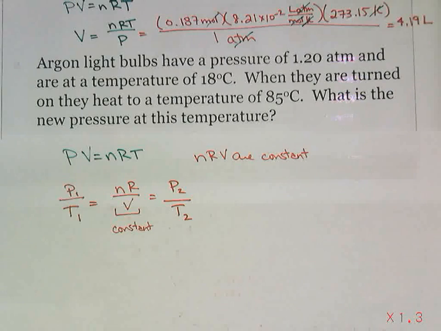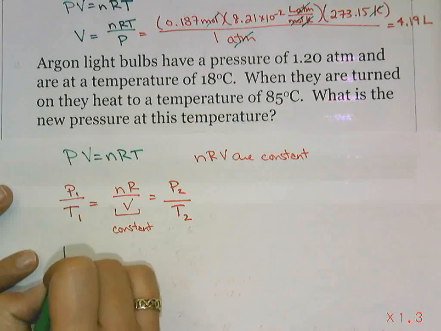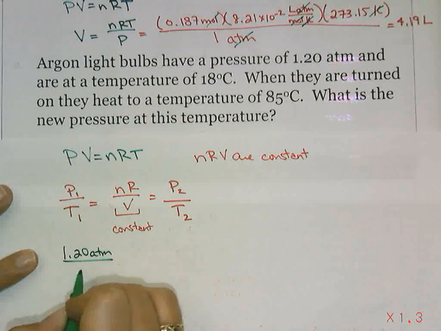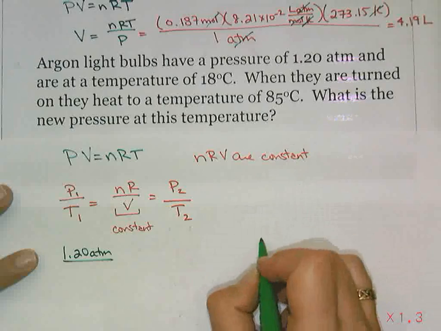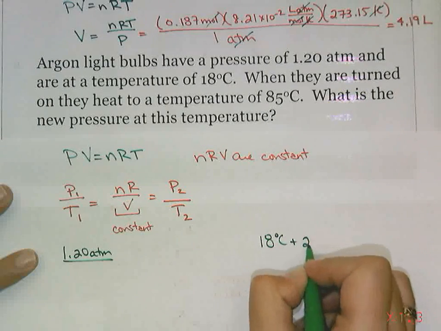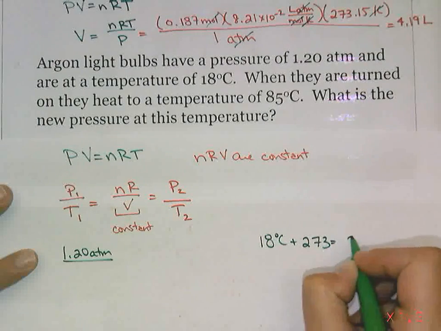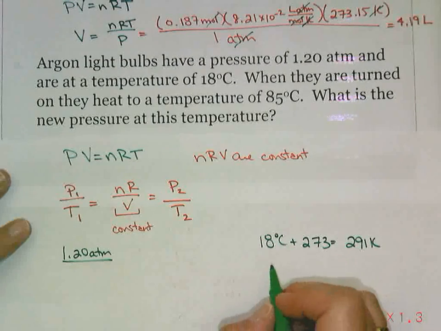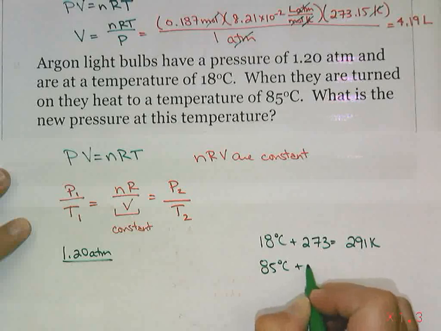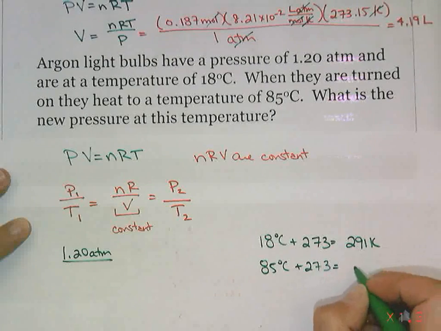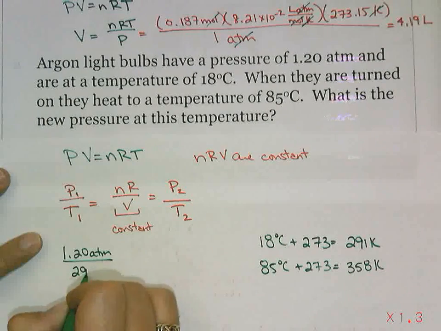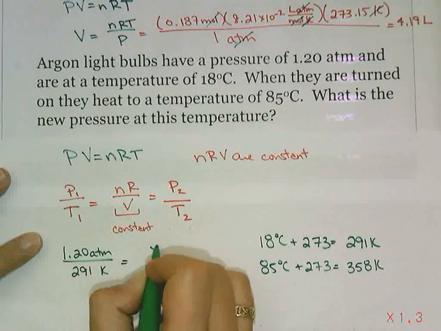Let's go ahead and plug in what we have. 1.2 atmospheres over, oh, tricky, I gave it to you in Celsius. 18 degrees Celsius plus 273 is 291 Kelvin. And 85 degrees Celsius plus 273 is 358 Kelvin. So now we can plug those in. Or I guess P2.